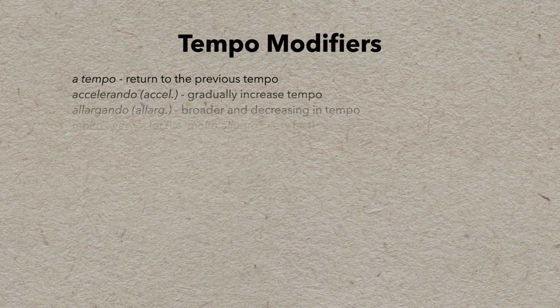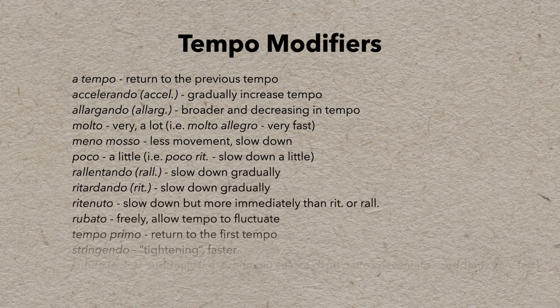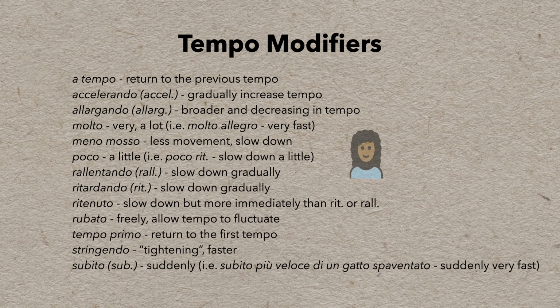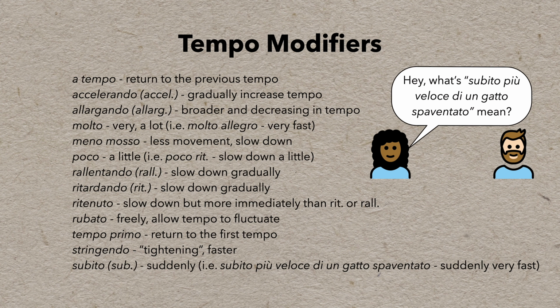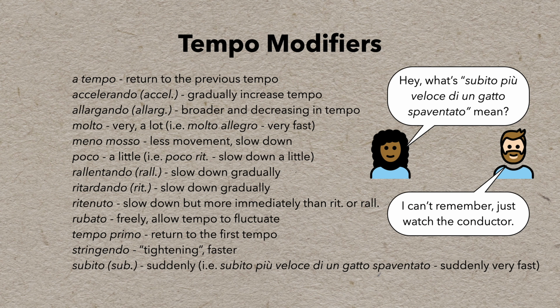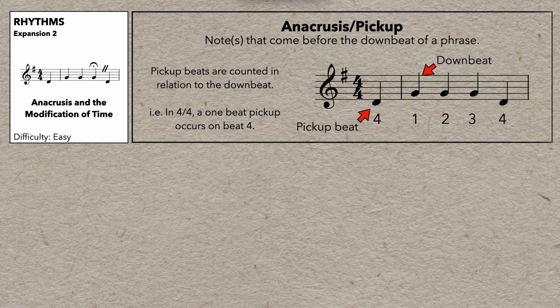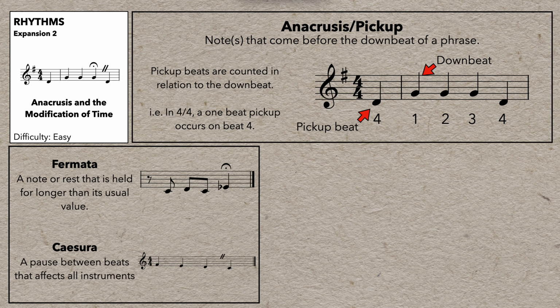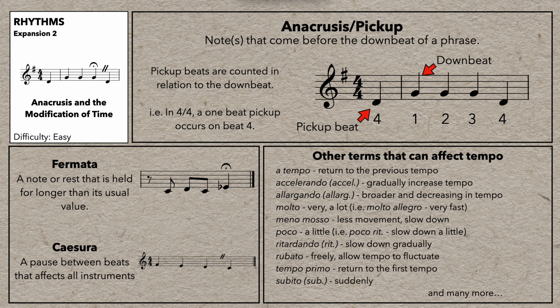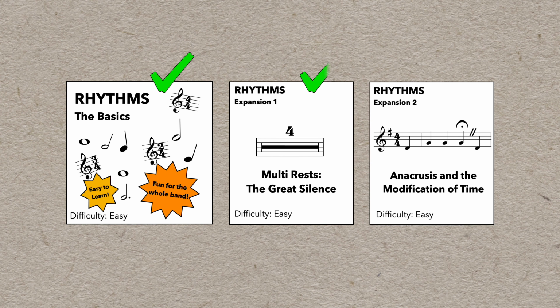And there are a number of other ways you can modify the rate of tempo using various terms, commonly taken from Italian. It looks like there's a lot of them, but most of them are just variations on speed up and slow down. Don't worry too much about memorizing them all right away. You'll learn most of them through rote and exposure, and at the end of the day, they really all just mean watch the conductor. And that's Anacrusis and the Modification of Time. Sometimes notes come before the downbeat, and sometimes the tempo can speed up, slow down, or even pause entirely. The stuff we've covered today really lays the foundation for understanding everything related to rhythm.